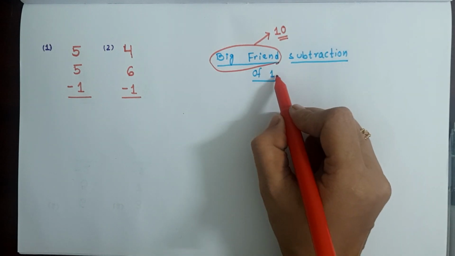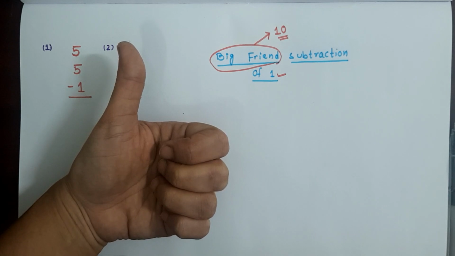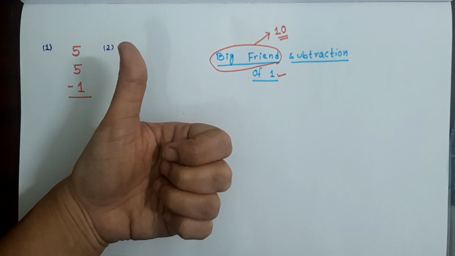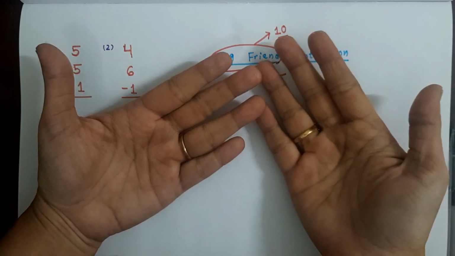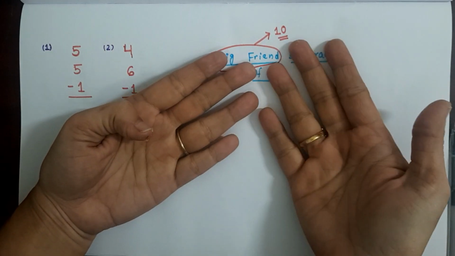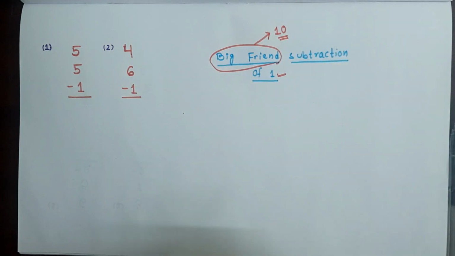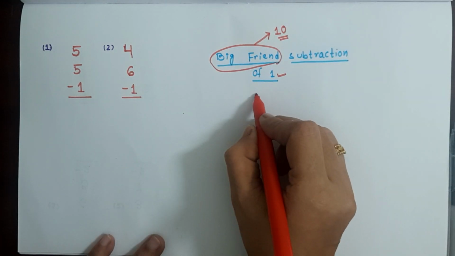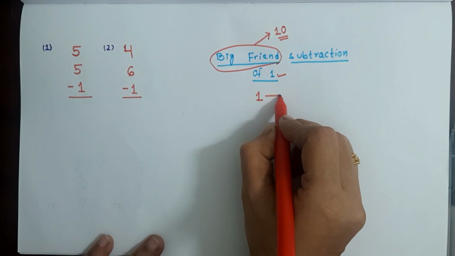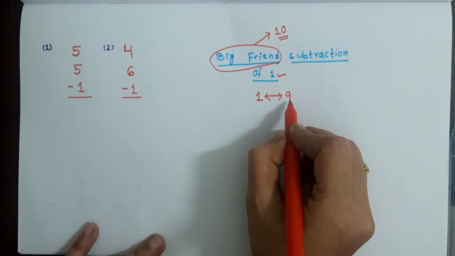So, what is the big friend of 1? See, here I have 1 finger. How many more fingers do I need to make it 10 fingers? I need 9 more fingers, right? So, 1 and 9 are the big friends of each other. Now, we know the big friend of 1 is 9. So, 1 is the big friend of 9. 9 is also the big friend of 1.